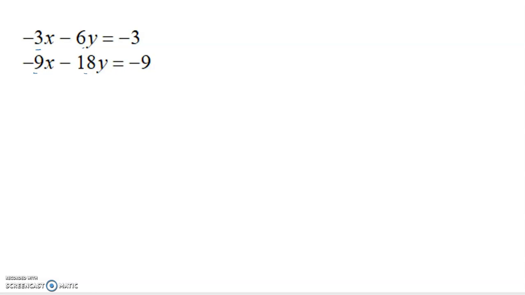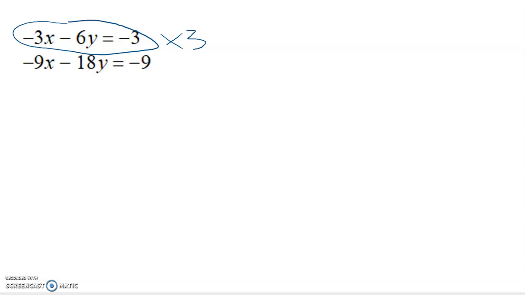So the first thing we need to do is try to get the coefficients of x being the same or the coefficients of y being the same. To do that, we're only allowed to use multiplication or division. It doesn't matter which one you choose, it's up to you. I'm going to go with x, so I'm going to multiply equation 1 by 3.